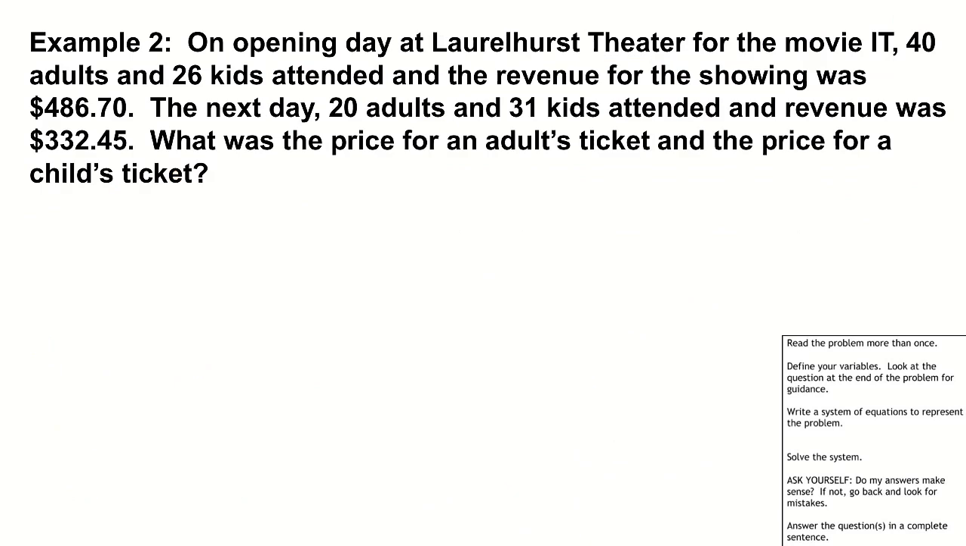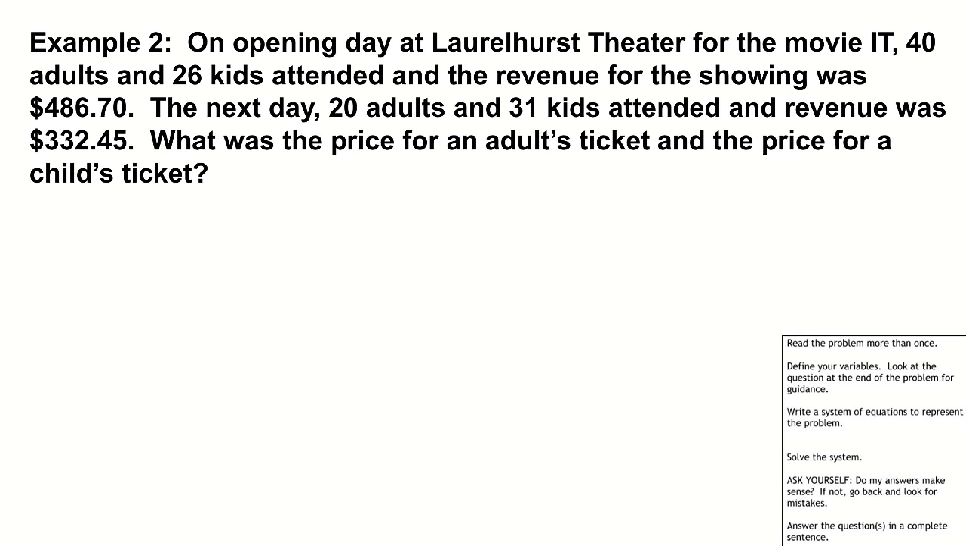We're going to read it twice. On opening day at Laurelhurst Theater for the movie IT, 40 adults and 26 kids attended, and the revenue for the showing was $486.70. The next day, 20 adults and 31 kids attended, and the revenue was $332.45. What was the price for an adult's ticket and the price for a child's ticket?